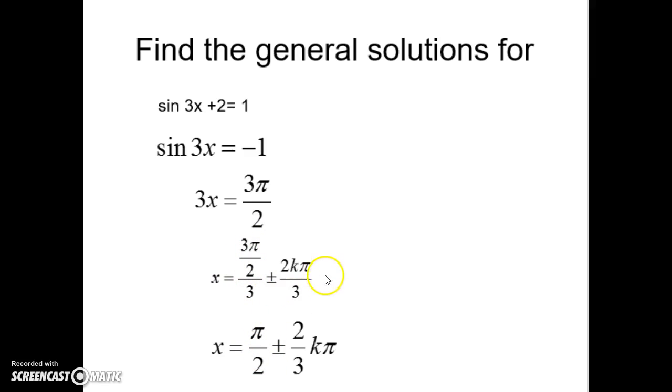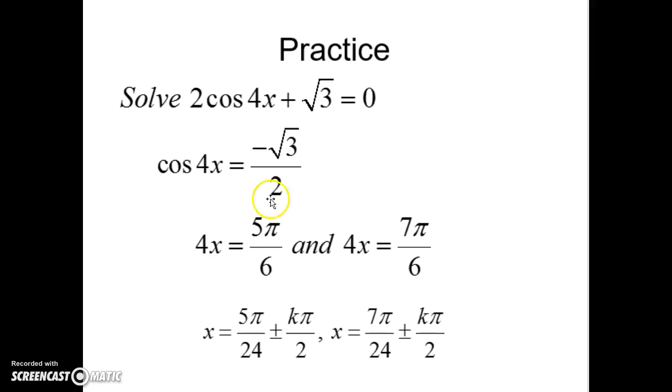And I also have to make sure that the general solution, 2k pi, is divided by that coefficient. So if they ask for a general solution, not only do I take this term and divide it by the coefficient of x, I need to take that general term and divide it by the coefficient of x. So the solutions that make this a true statement are x equals pi over 2 plus or minus 2/3 k pi. All right, let's do one last solution.